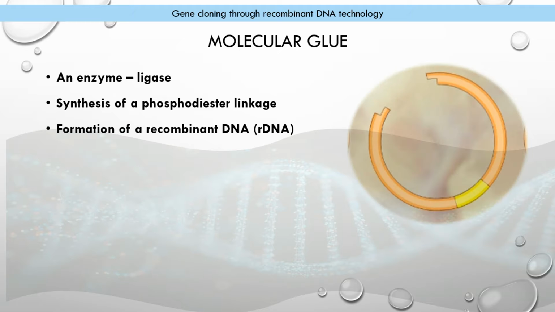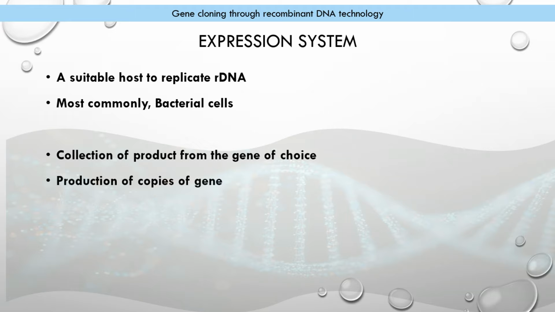Molecular glue. Molecular glue is an enzyme called ligase. Ligase helps in the synthesis of a phosphodiester linkage, and this results in the formation of a recombinant DNA. A phosphodiester bond formation occurs at the terminals of the gene of choice.